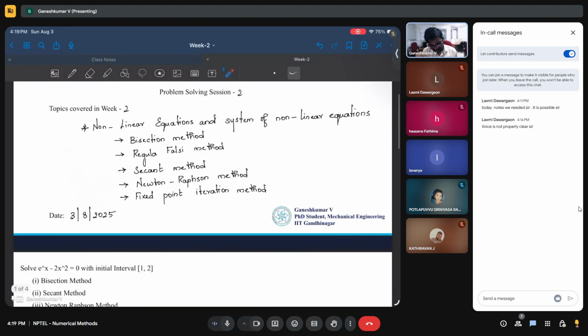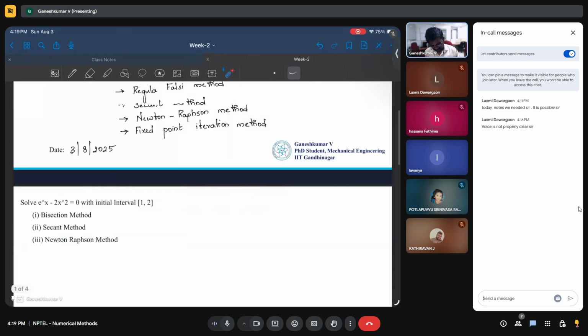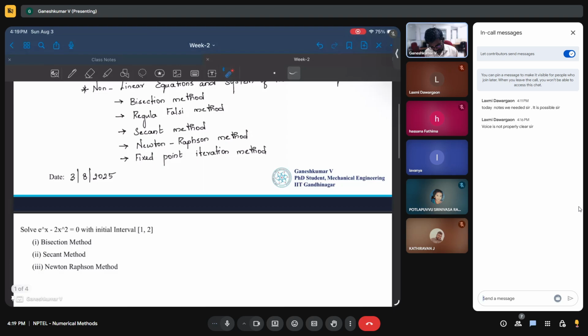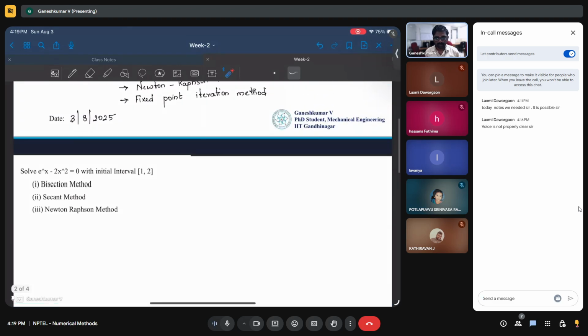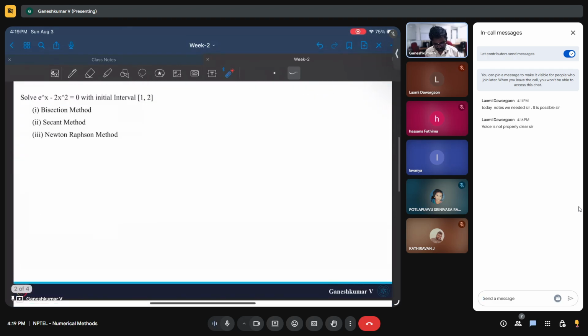Basically, we studied how to solve nonlinear equations and systems of nonlinear equations based on these methods, right? So what we will do is first try to solve one nonlinear equation using 3 methods and see how this varies, how many iterations it takes, and how to perform such an iteration. I hope there are no questions till now. If there are any questions, please let me know.